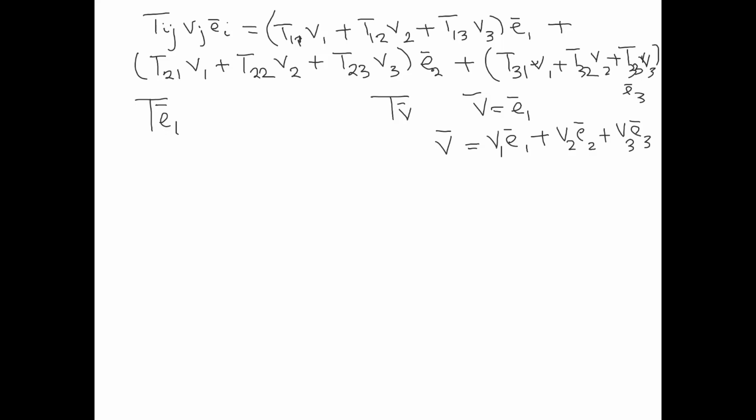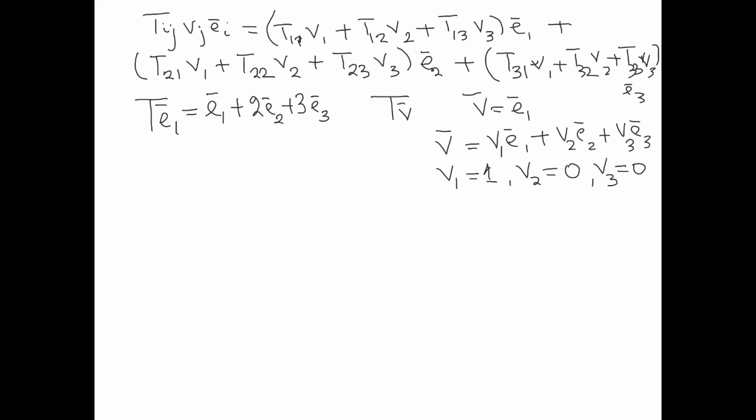So for V to be equal to E1, it means that V1 must be equal to 1, V2 must be equal to 0, and V3 must be equal to 0. So if we are looking at the tensor that transforms E1, for the Tij, Vj, Ei, we have written in full form. For this first transformation, we are looking for the tensor T that transforms E1 to become E1 plus 2E2 plus 3E3.